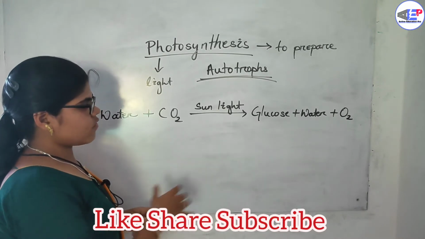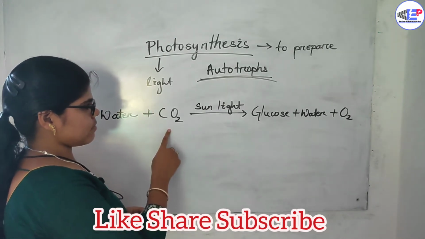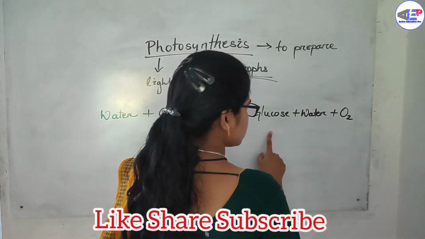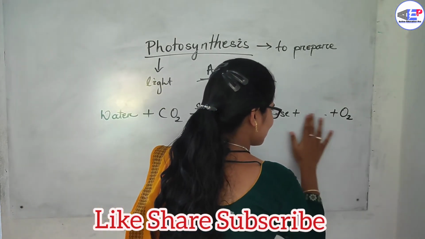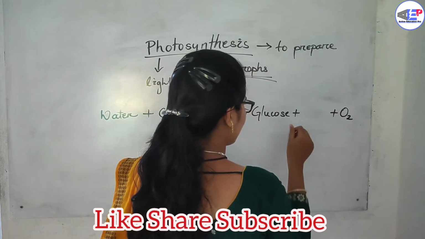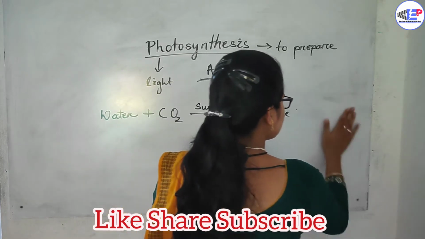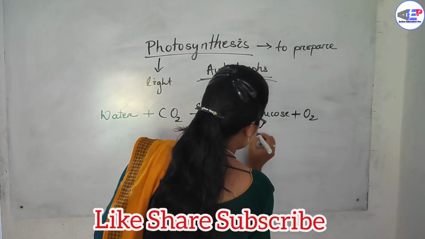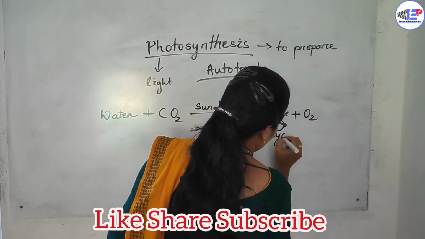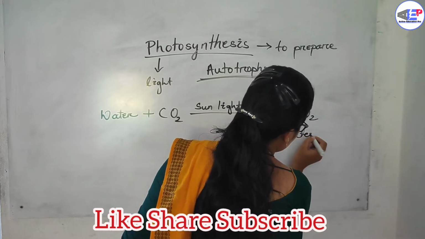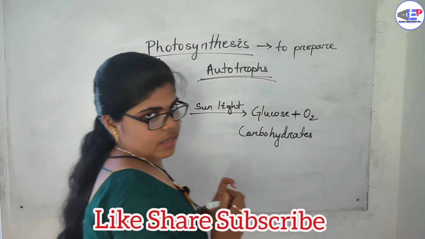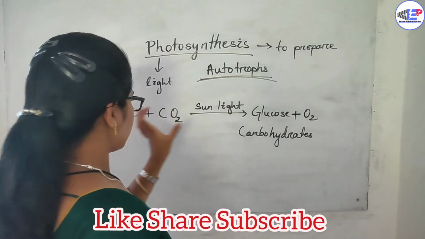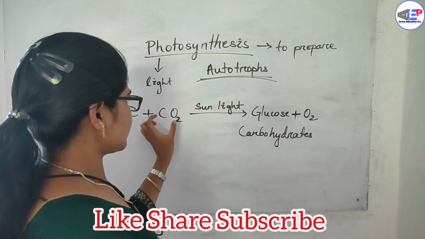So this is the equation of photosynthesis. Water with carbon dioxide in the presence of sunlight gives rise to glucose and oxygen. You can say this glucose as carbohydrates. Many plants make carbohydrate foods. So a plant takes water and carbon dioxide.